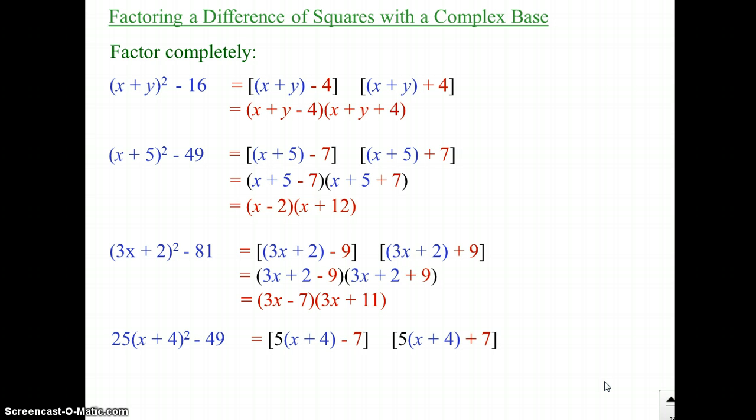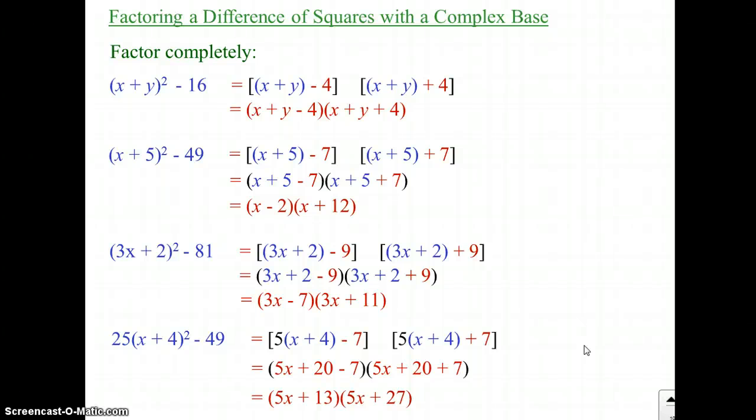We're actually done factoring. Now we're going to simplify. So we have to expand out inside the brackets 5 times x, 5 times 4 in both sets of square brackets. So we get 5x add 20 minus 7 times 5x add 20 plus 7. Simplify that. We're good. Done factoring.